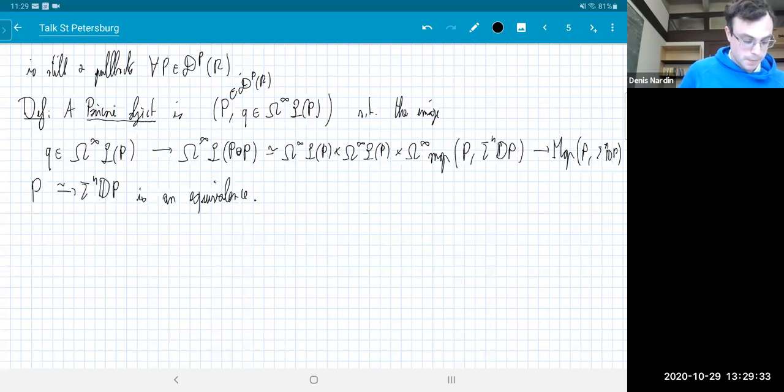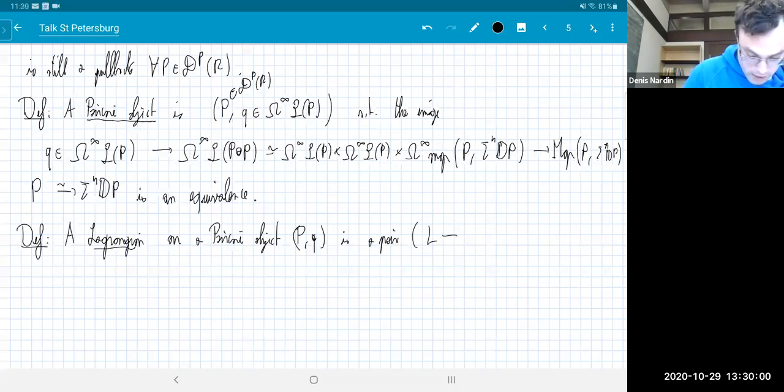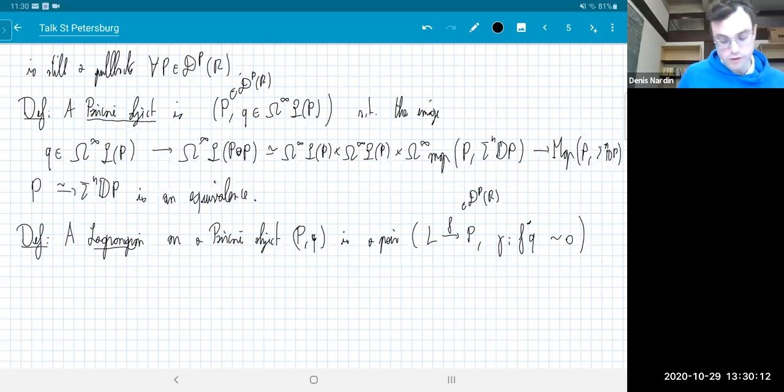Okay, and what do you want to say? Yes. Oh, I should have said what a Lagrangian was in the classical case, but okay. I'll give just a general definition. A Lagrangian on a Poincaré object P, Q is a pair of a map from L to P in the perfect derived category and a null homotopy of the restriction of Q to L.